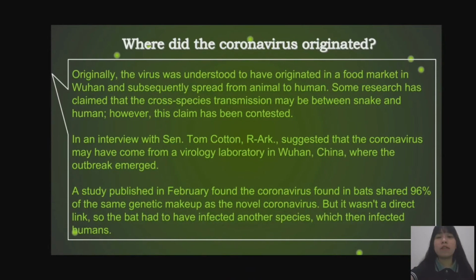Where did the coronavirus originate? Originally, the virus was understood to have originated in a food market in Wuhan and subsequently spread from animal to human. Some research has claimed that the cross-species transmission may be between snake and human. However, this claim has been contested.